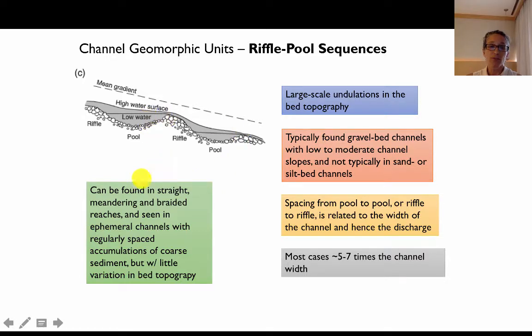We can find pool riffle sequences in straight channels, in meandering channels, and braided channels. We find them in ephemeral channels as well. So these are pretty ubiquitous in many different types of rivers.